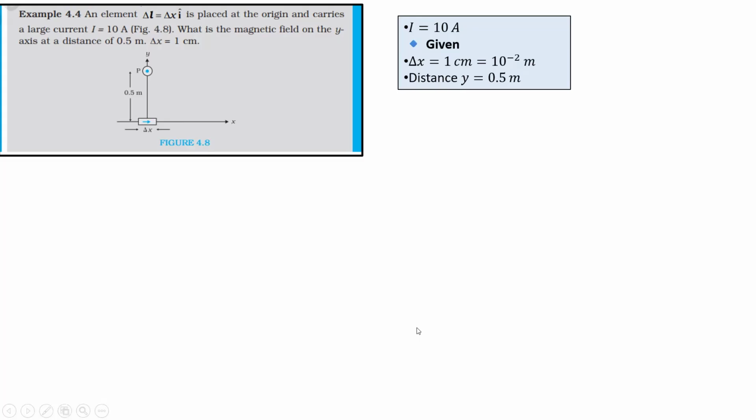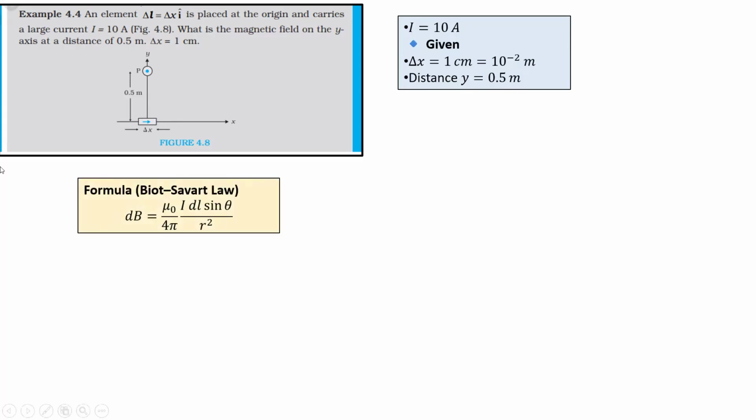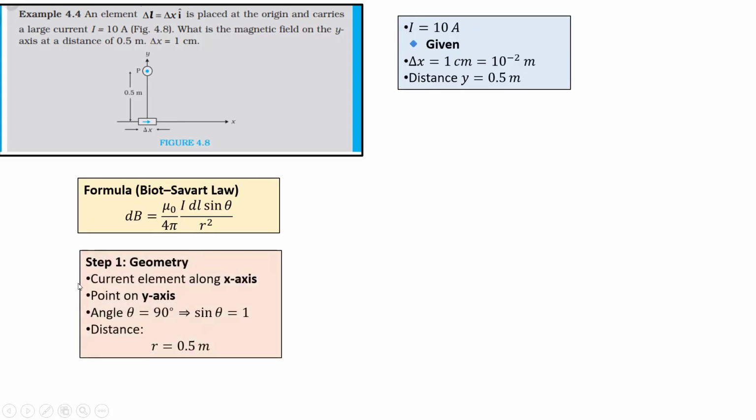Now, how to find the magnetic field? Magnetic field due to a current carrying element is given by the Biot-Savart law. Yes, the Biot-Savart law is given by dB equal to mu 0 by 4 pi I dl sin theta by r square. Now, can you tell me what is theta here? We are finding the magnetic field at P. Current is like this. So, this angle theta is 90 degree.